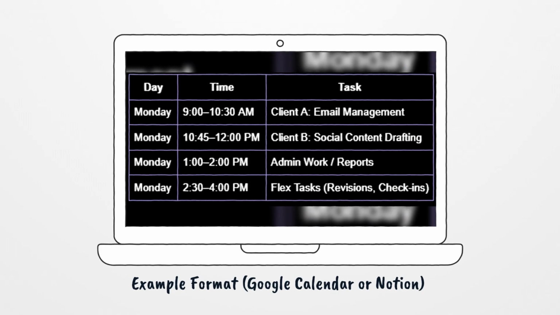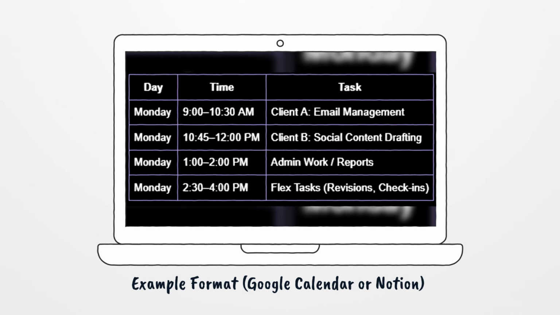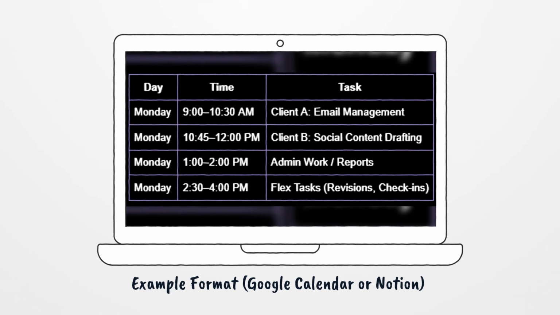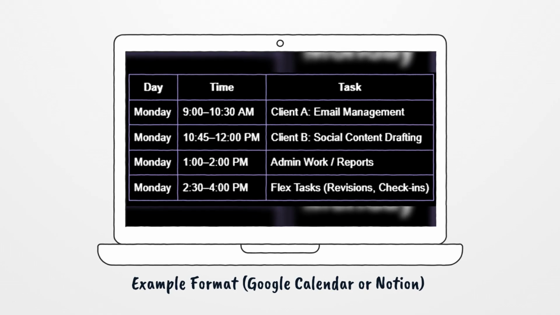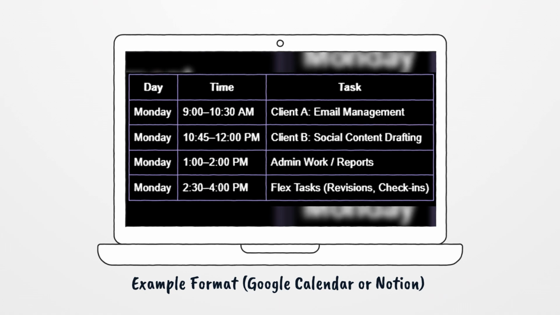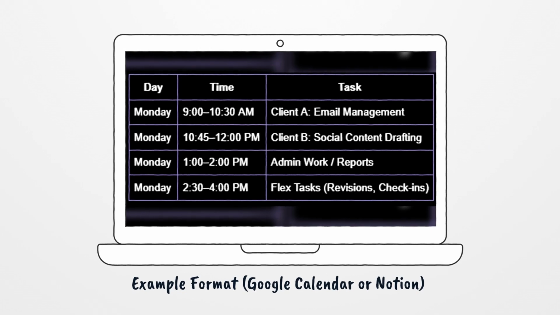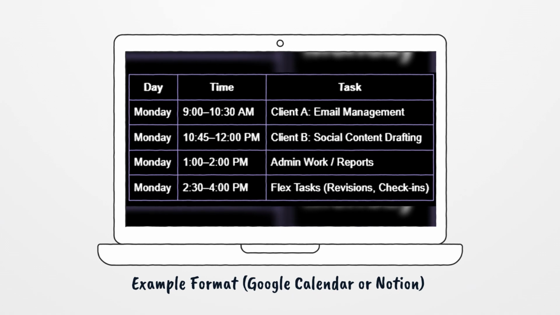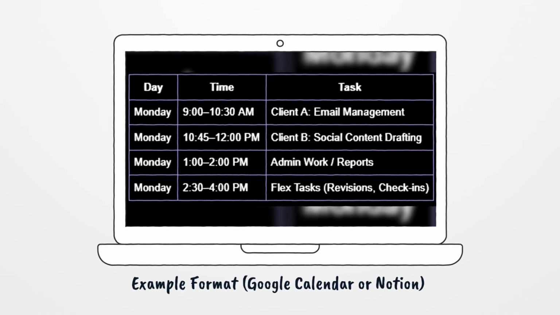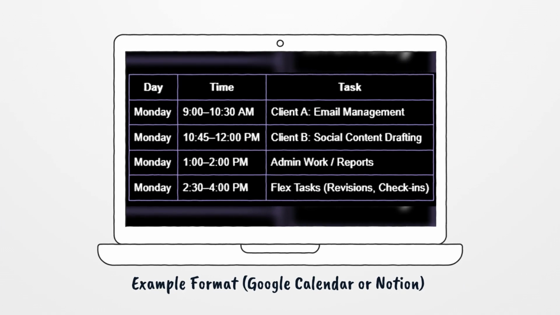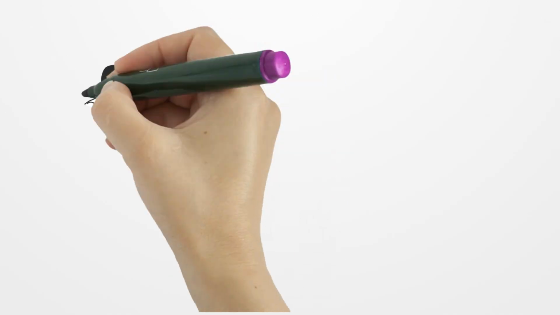Day, Time, Task. Monday, 9 to 10:30 a.m.: Client A, email management. Monday, 10:45 to 12 p.m.: Client B, social content drafting. Monday, 1 to 2 p.m.: Admin work/reports. Monday, 2:30 to 4 p.m.: Flex tasks, revisions, check-ins.